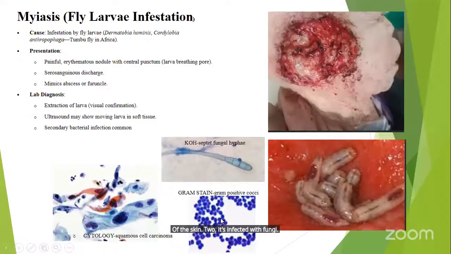Two, it's infected with fungi. It is infected by bacteria and also by maggots. And this patient is alive. So that's why I'm saying that even if a patient has cancer or fungi, think of TB. I did TB, it was negative, but all other things were present.